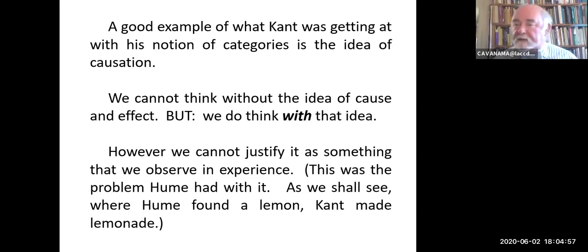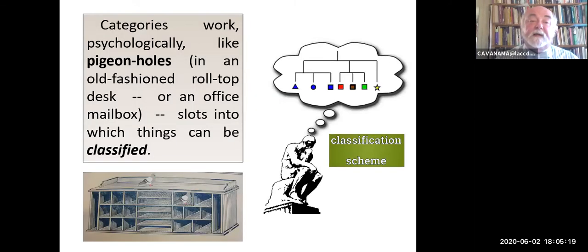A good example of what Kant was getting at with this notion of categories is the idea of causation. We cannot think without the idea of cause and effect. Remember, Hume took this up, come back to that. But we do think with the idea of causation. We cannot justify it as something we observe and experience. This is what Hume found, but where Hume found a lemon, Kant tries to make lemonade.